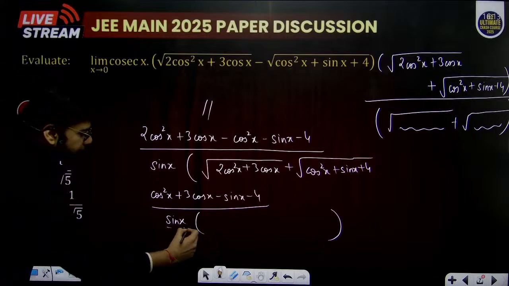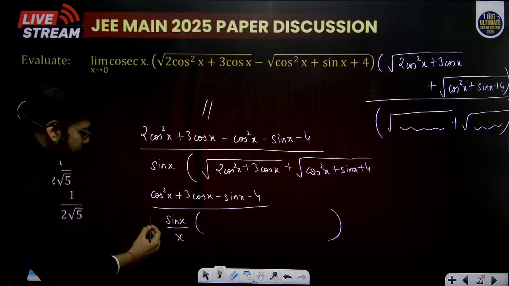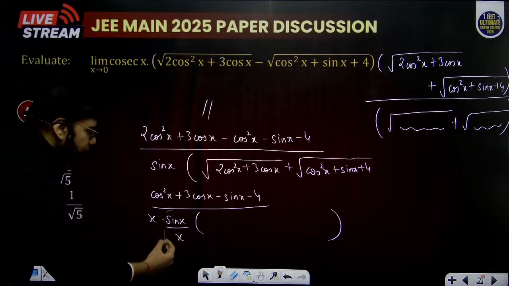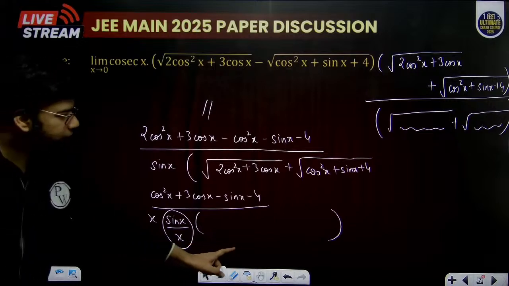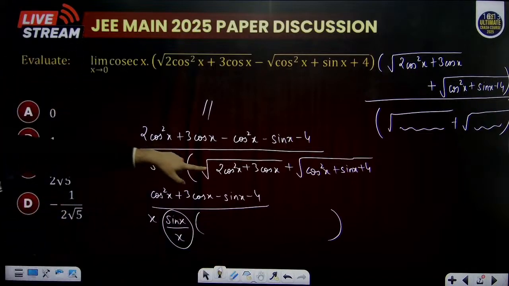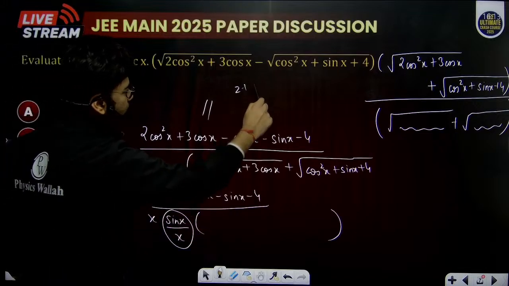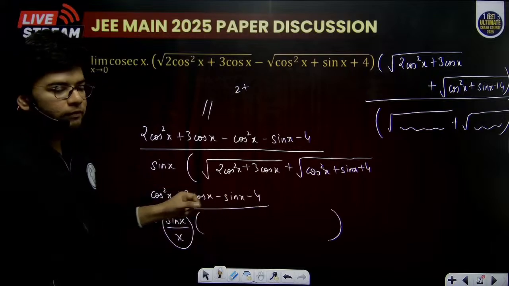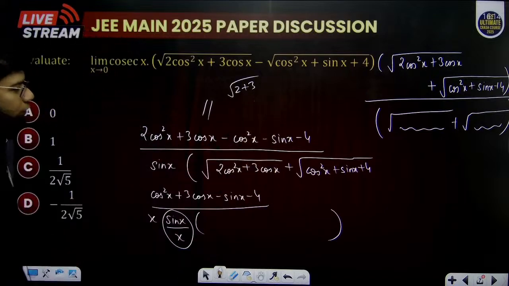Now I can write sin x upon x as 1. Limit x tends to 0, sin x upon x will be 1. So this will become x. This part will become 1. Now let's check if this is coming out to be indeterminate form. If I put x equal to 0 here, 2 cos 0 will become 2 plus 3 cos 0 will become 3. So this will become under root of 2 plus 3, which is root 5.